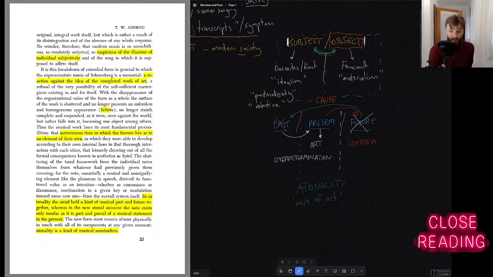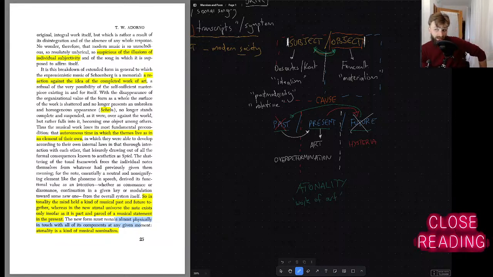Yeah, so just to give another example or another phrasing of Jameson's that we might be able to understand through the subject-object dialectic: "In tonality, the mind held a kind of musical past and future together, whereas in the new atonal universe, the note exists only insofar as it is part and parcel of a musical statement in the present. The new form must remain almost physically in touch with all of its components at any given moment. Atonality is a kind of musical nominalism."